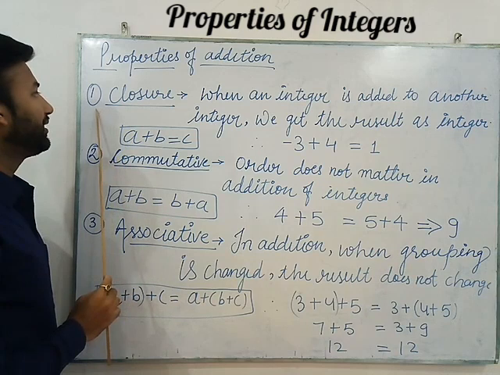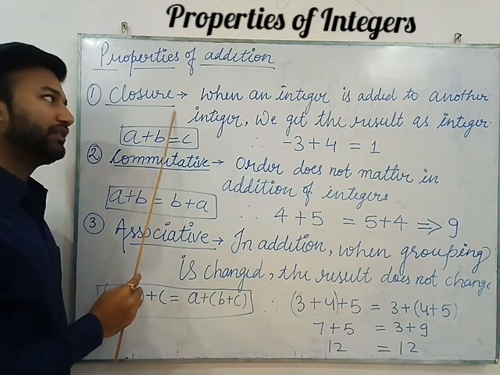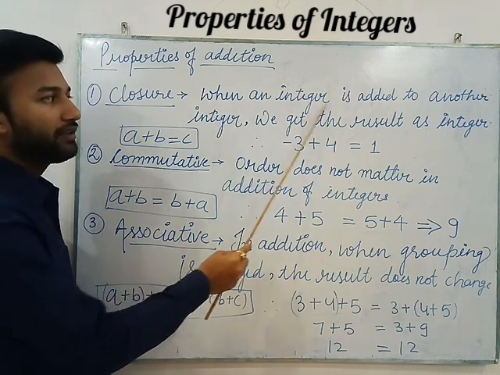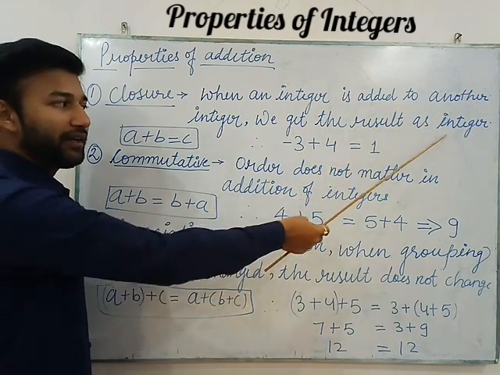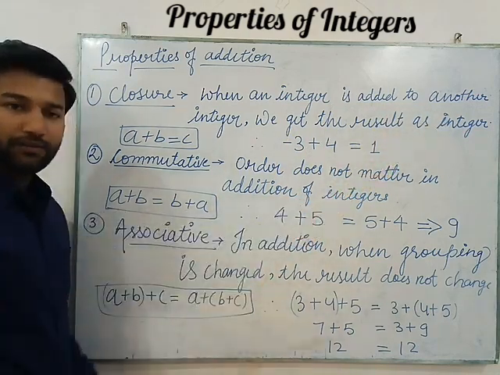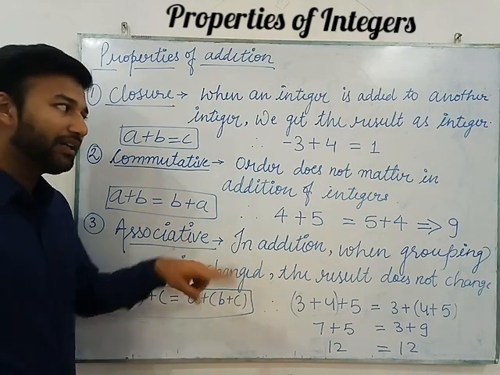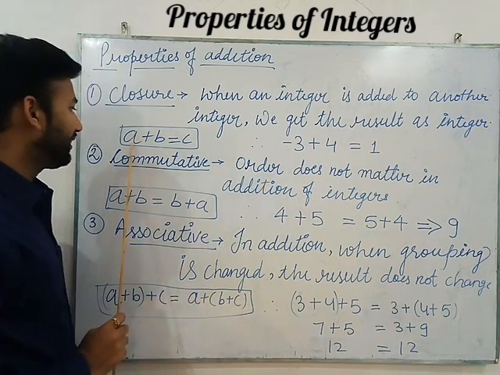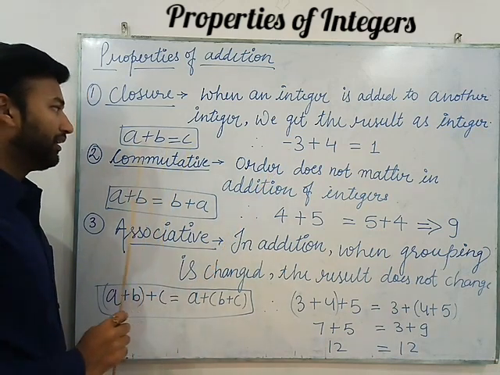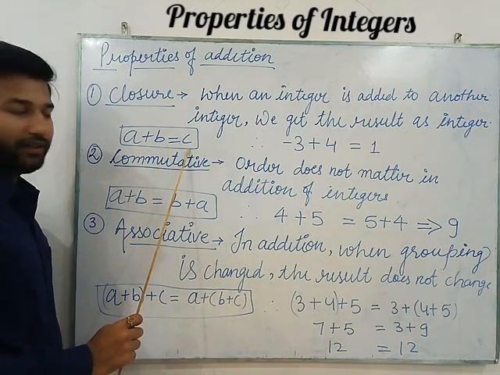The first property is the closure property of addition. It means that when an integer is added to another integer, we get the result as an integer. When we add two integers, the answer is also an integer. Here we can check a plus b equals c, where a, b and c are integers.